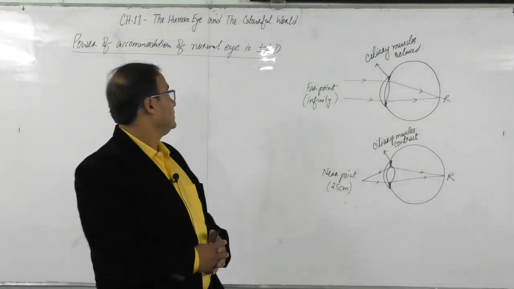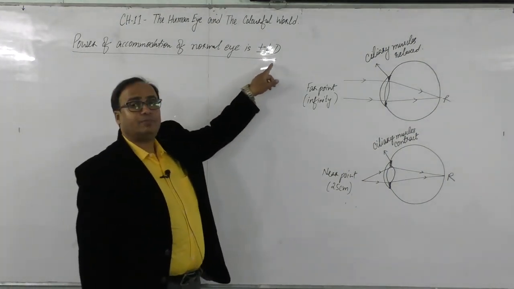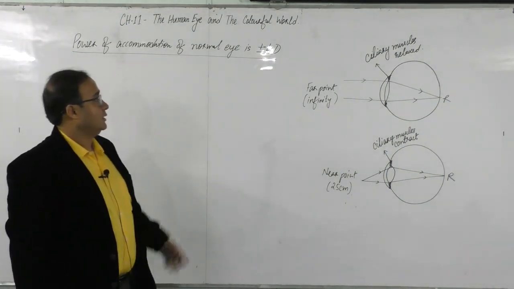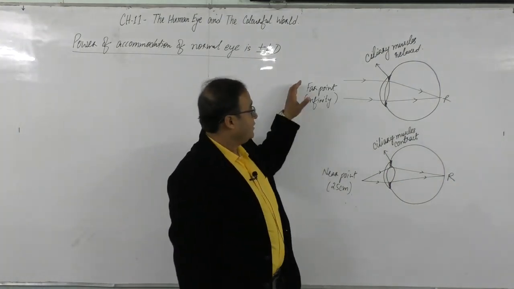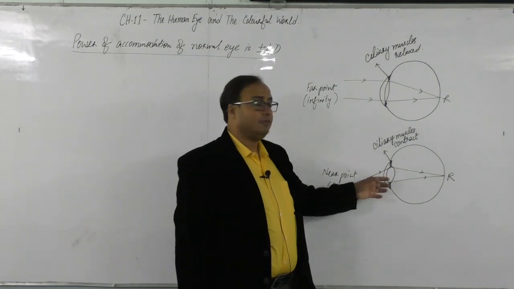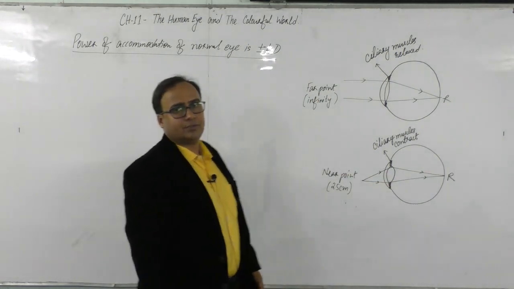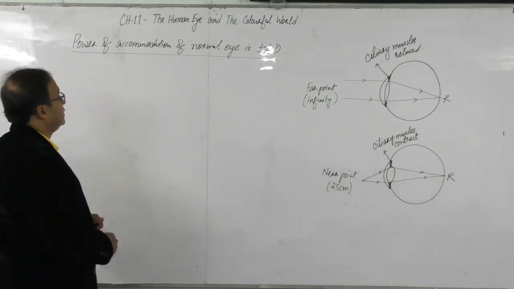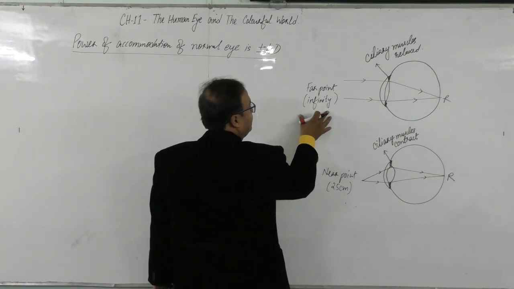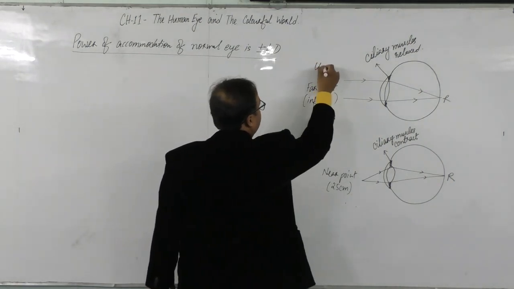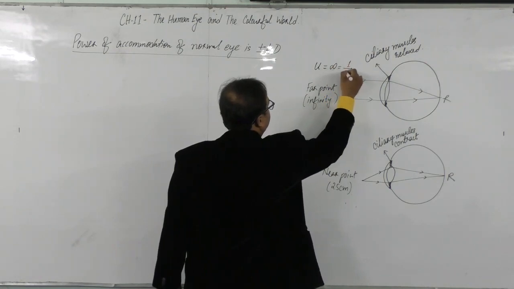Now we'll discuss how the power of accommodation of a normal eye is plus minus 4 diopter. मतलब आई लेंस का पावर जब फार विजन के लिए है तो कितना होगा, नियर विजन के लिए कितना होगा, और एडजस्टमेंट कितना होगा, that we are going to discuss. So far point is infinity. So object here we can consider at infinity, and 1/0.